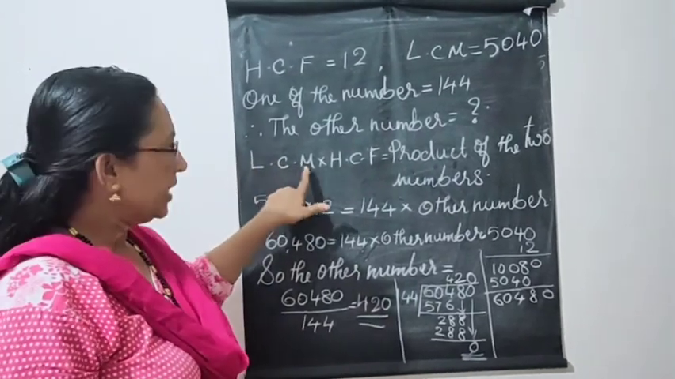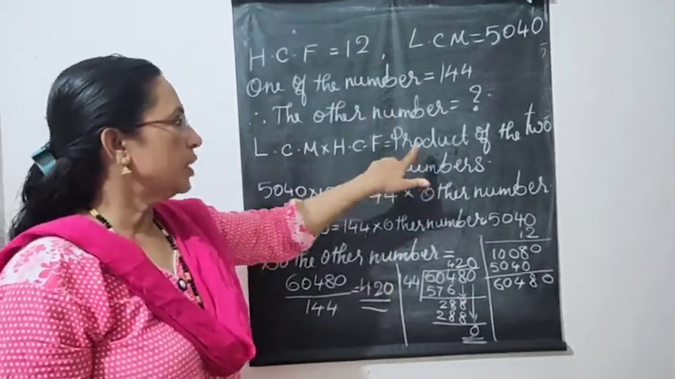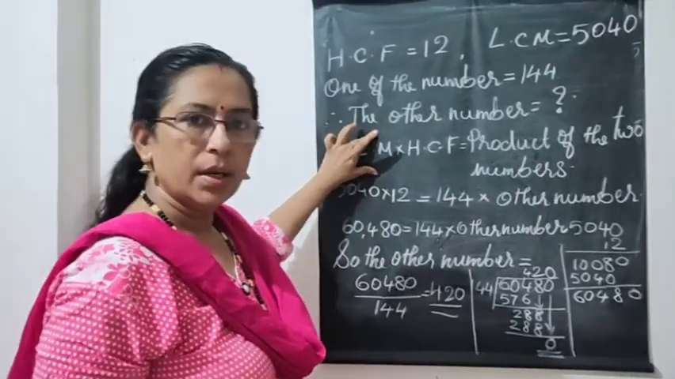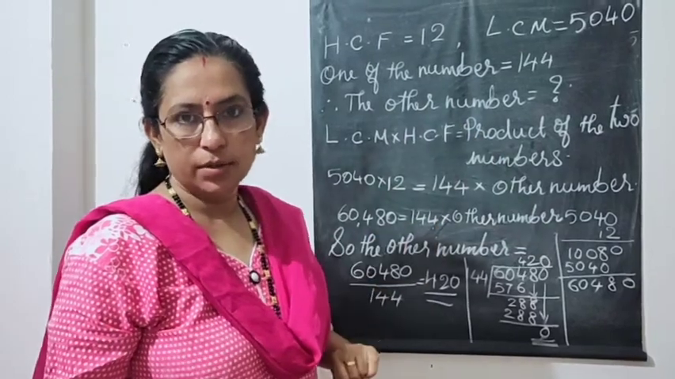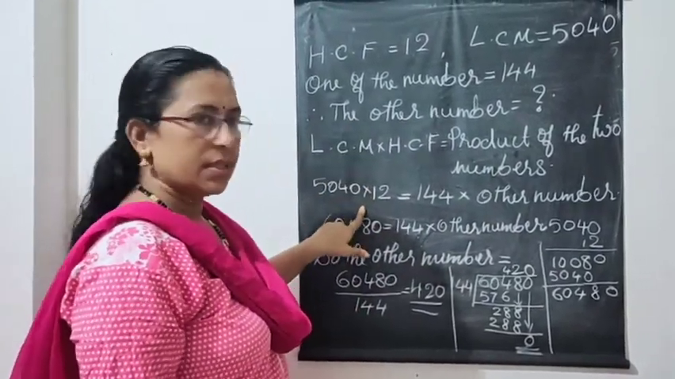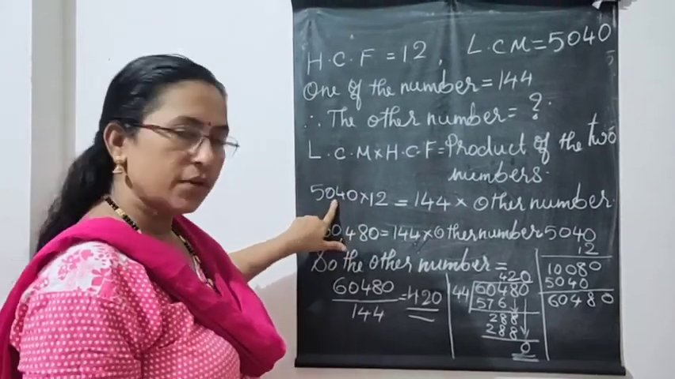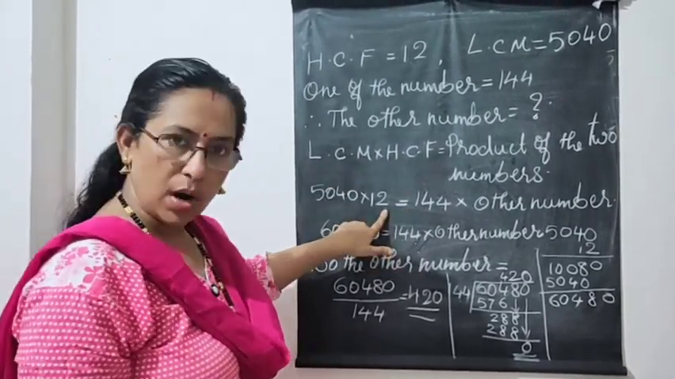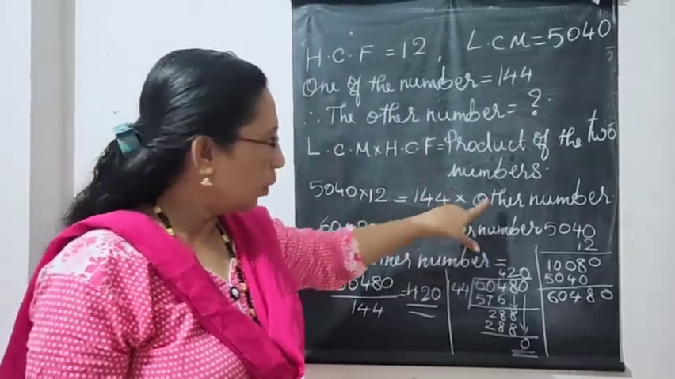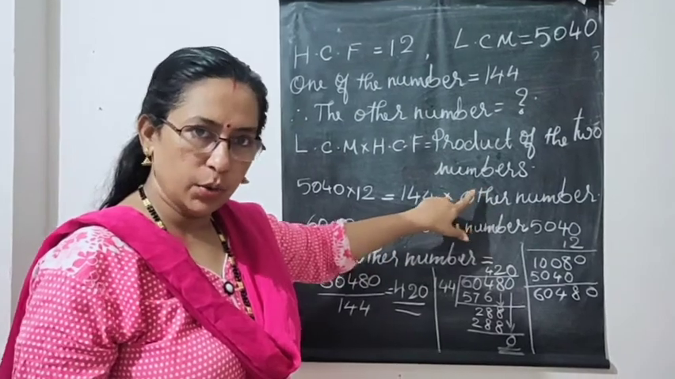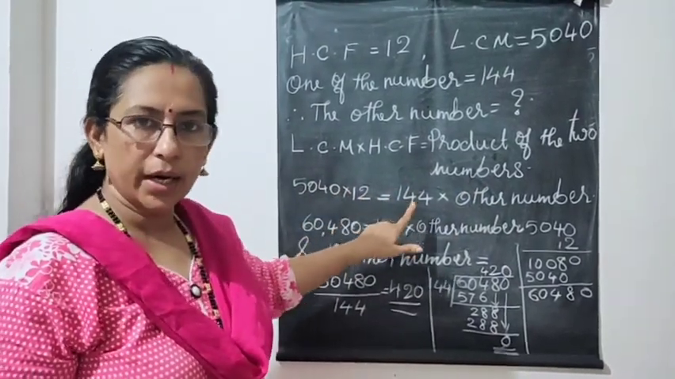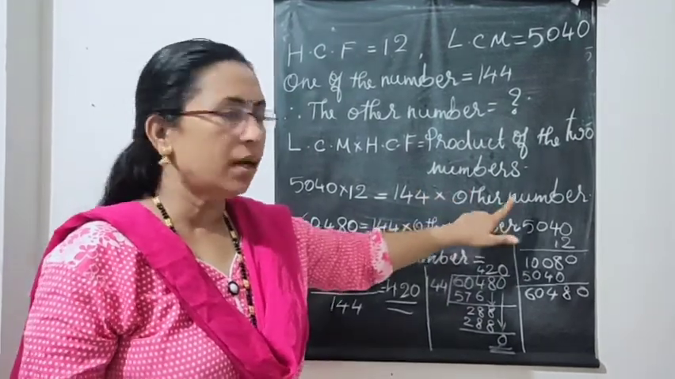We know LCM multiply HCF is equal to product of the two numbers. This formula each and every time you have to write. It's very important. Okay. Then apply the numbers. LCM is equal to 5040. HCF is equal to 12. And one of the numbers we know, that is 144. We don't know the other number. So what we have to do here? 5040 multiply 12 is equal to 144 multiply the other number.